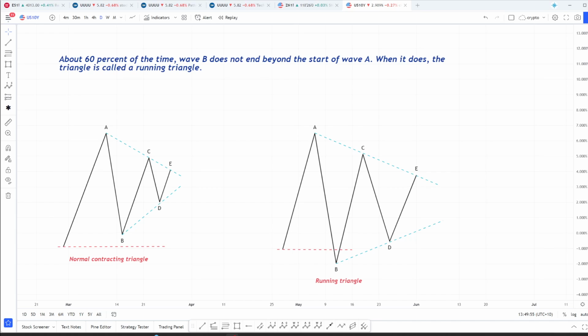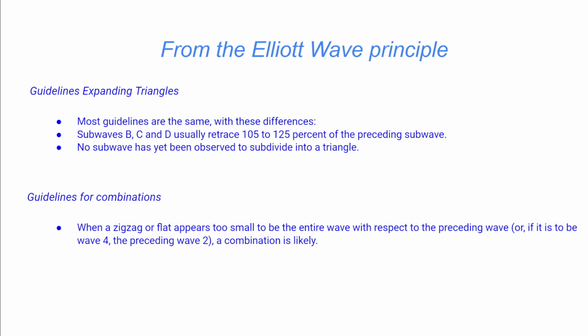So about 60% of the time, don't hold me to that, that's just straight from the book, I don't know how accurate that is, wave B does not end beyond the start of wave A. When it does, the triangle is called a running triangle. So we've been through this before. The difference between a triangle and a running triangle is, of course, that the B wave moves beyond the start of wave A.